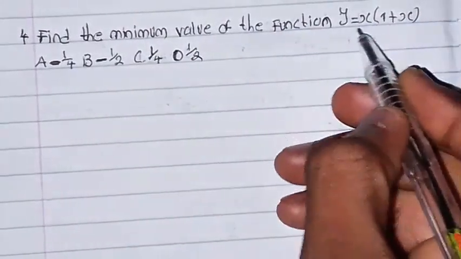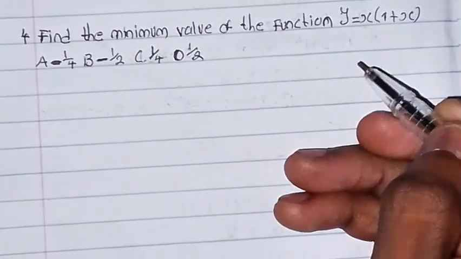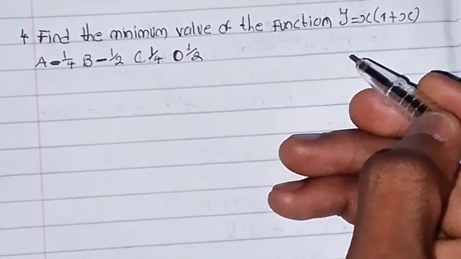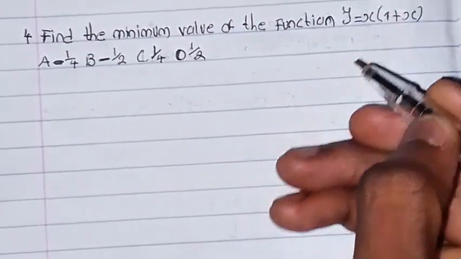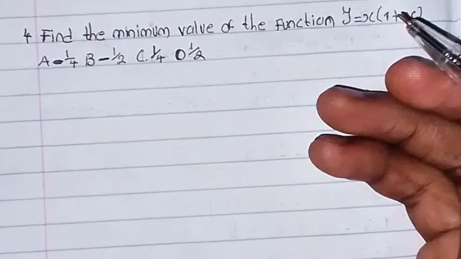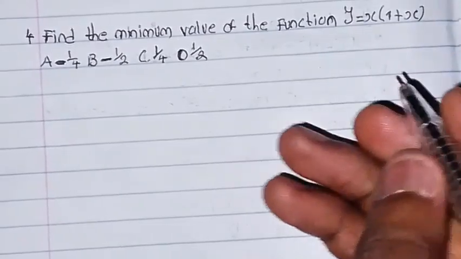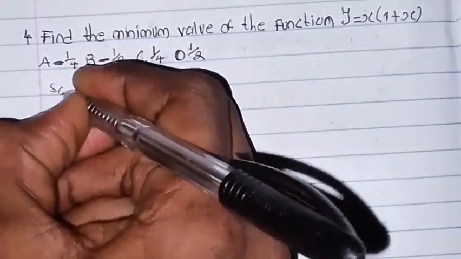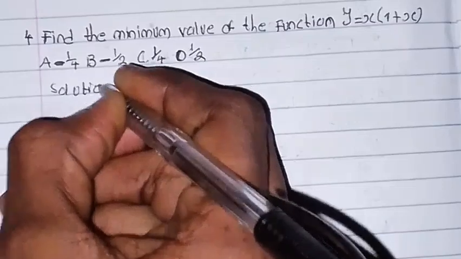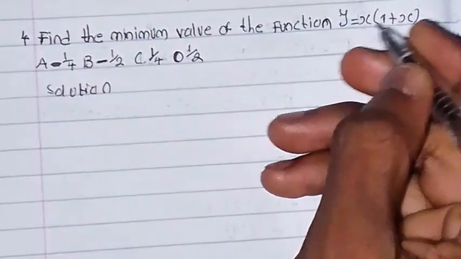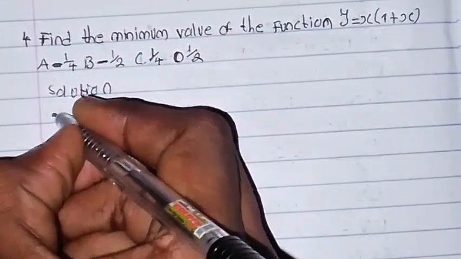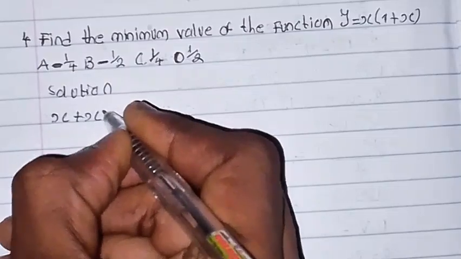But meanwhile, we'll also use the second derivative, to ensure that the second derivative is greater than 0, that is positive. So first off, let's expand. So alright, solution. So expansion of x times 1 plus x, that's x plus x squared, right?